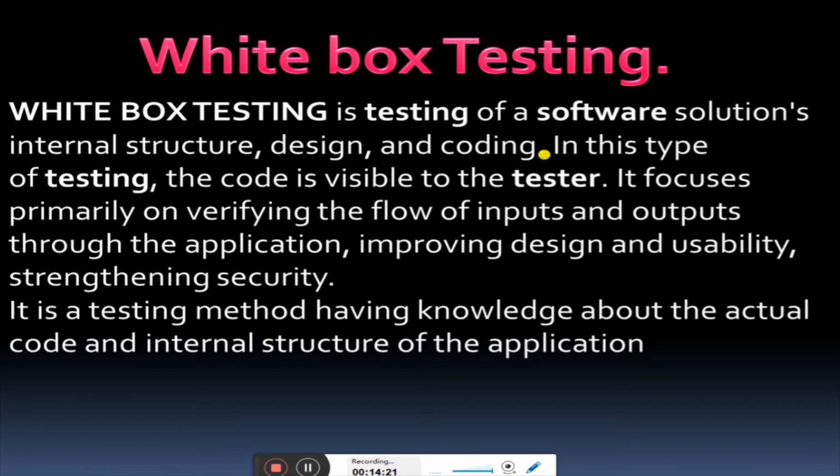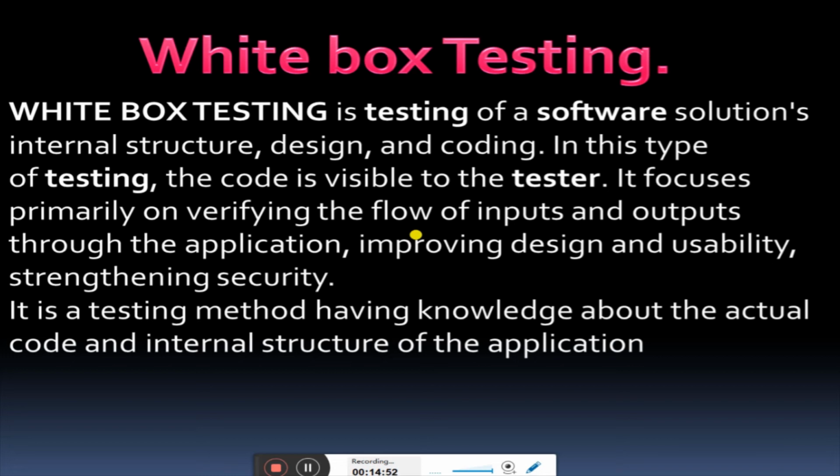In this type of testing the code is visible to the tester. It means the code is visible to the tester. In contrast, in black box testing the code is not visible to the tester. Now it focuses primarily on verifying the flow of inputs and outputs, as I told you just before, checking that the inputs are coming correctly.